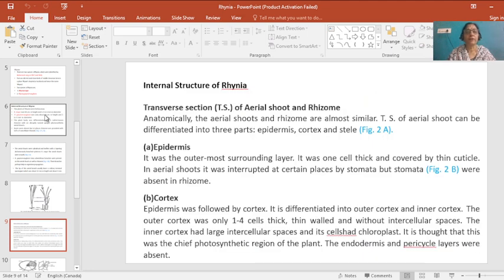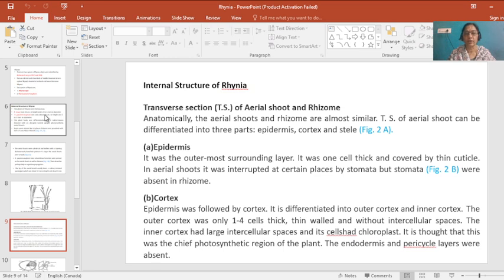Regarding the anatomy of Rhynia, if you see the transverse section of the aerial shoot and rhizome, the shoots and rhizomes are almost similar, and they can be differentiated into three parts: the epidermis, cortex, and the stele. The epidermis is the outermost surrounding layer, one cell thick and covered with a thin cuticle. In aerial shoots it was interrupted at certain places by stomata, but stomata were absent in the rhizome.